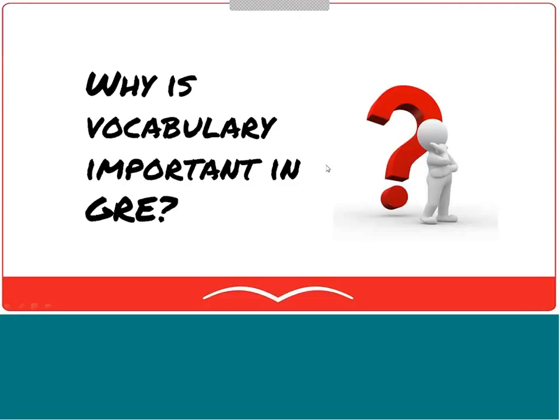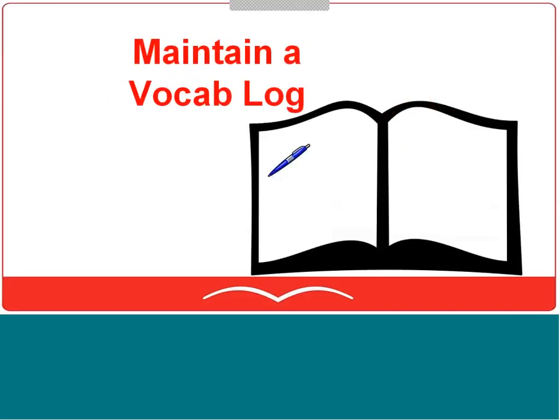Right, so let's continue. Common methods to improve your vocabulary. The first one is maintaining a vocab log. A vocab log is nothing but a book where you note down every new word that you come across. It may be a new word that you saw in the newspaper or something that you read online. Put down the word and note down its meaning. You should also revise the new word that you have learned.